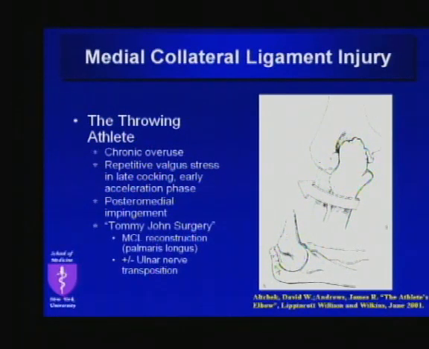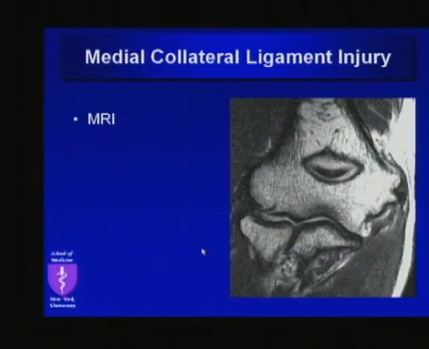The surgery for MCL injury has come to carry Tommy John's name. He's the first pitcher who underwent this surgery. I believe it was Frank Jobe on the West Coast who did the surgery. Most commonly, they reconstruct the MCL using the palmaris longus tendon, and there is a high degree of associated ulnar nerve injury, so commonly they'll do an ulnar nerve transposition.